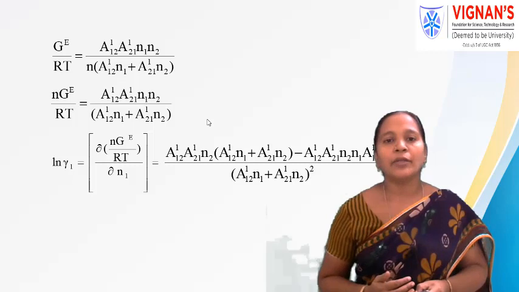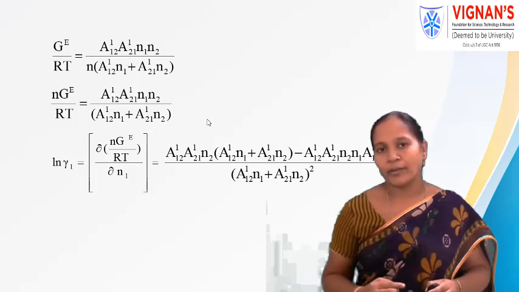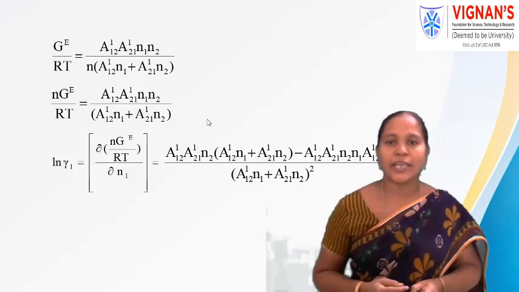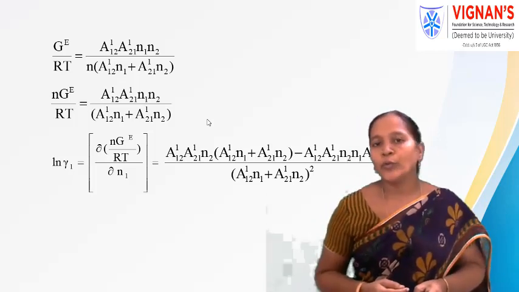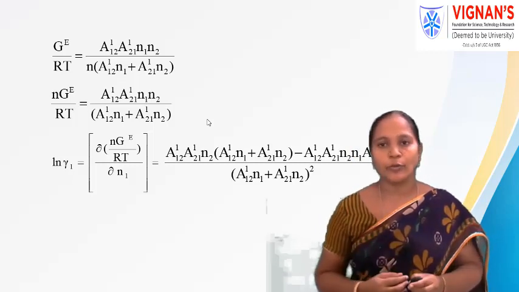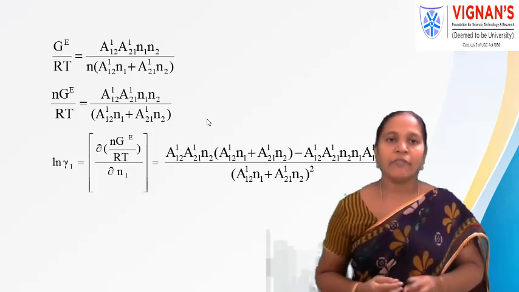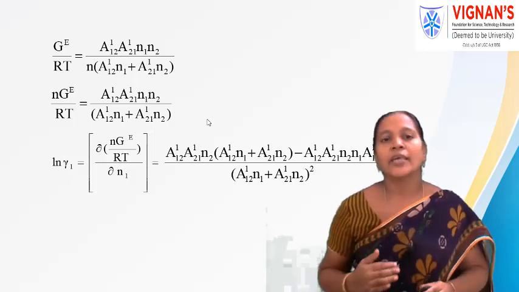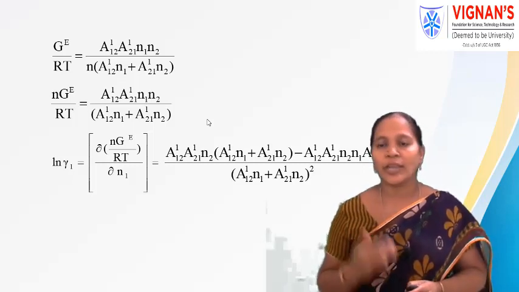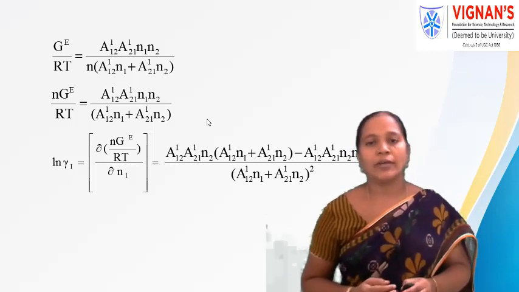That is, A12 dash A21 dash n2 is constant. n1 differentiation is 1, multiplied with V, that is (A12 dash n1 plus A21 dash n2), minus U into V dash. Here U is A12 dash A21 dash n1 n2, multiplied with V dash. That is A12 dash n1, and the differentiation of A12 dash n1 is A12 dash. That is minus A12 dash A21 dash n2 n1 A12 dash. This is the differentiation with respect to n1.